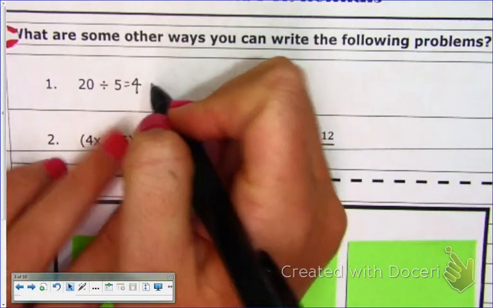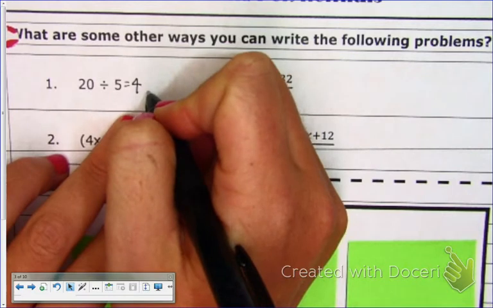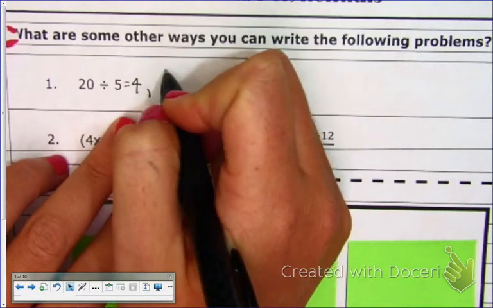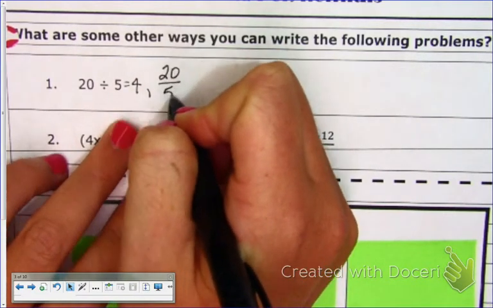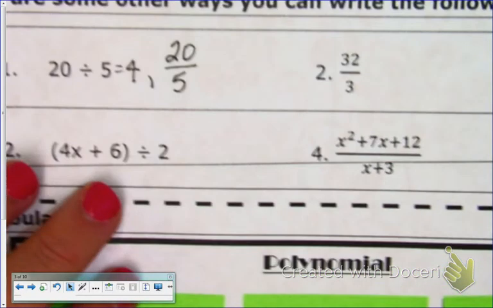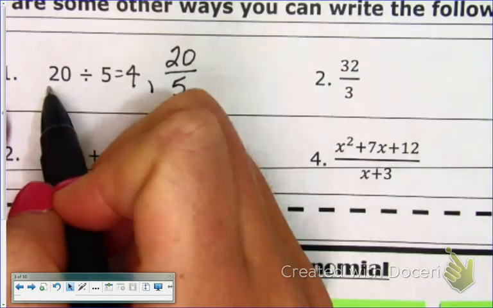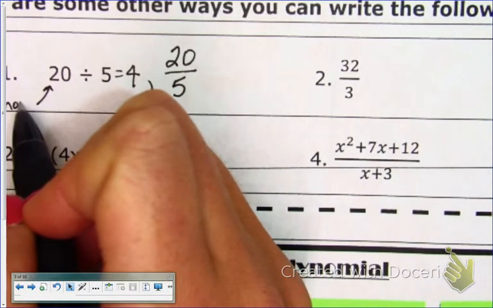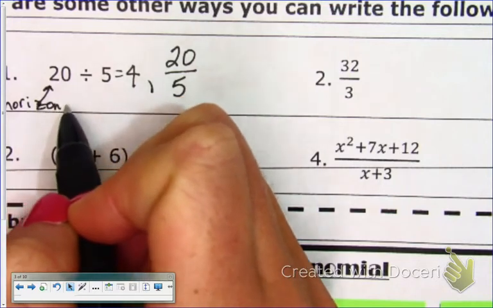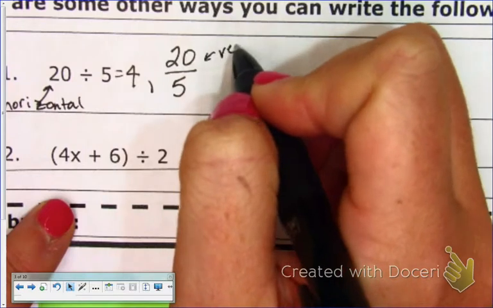Okay, so if we were doing the multiplication, it would be 5 times 4 is 20. But if we're doing the division, we're going to write it vertically, which is 20 divided by 5. Now, your calculators are super awesome because they have a template that you can use. So you have the horizontal way, and then you have the vertical way.